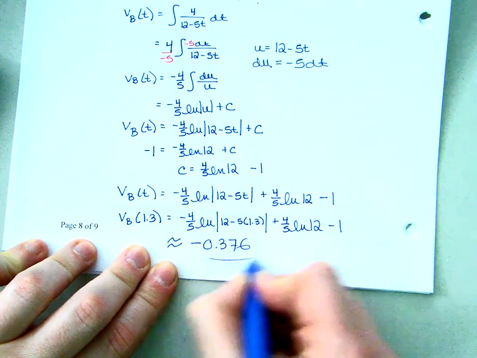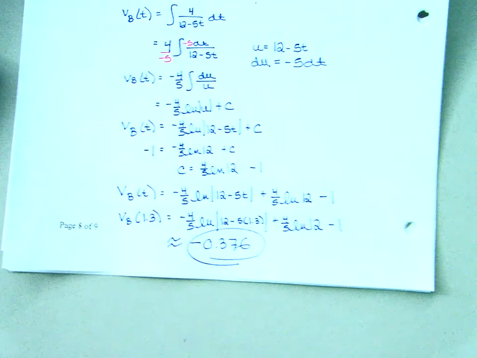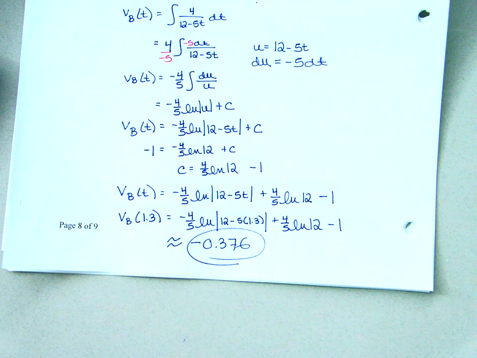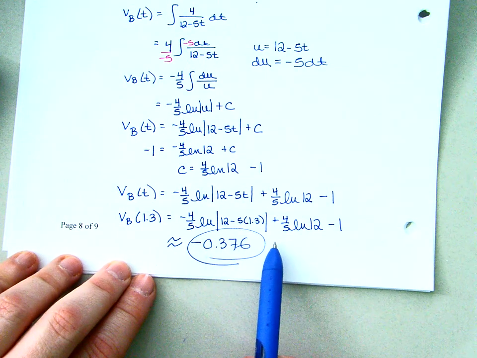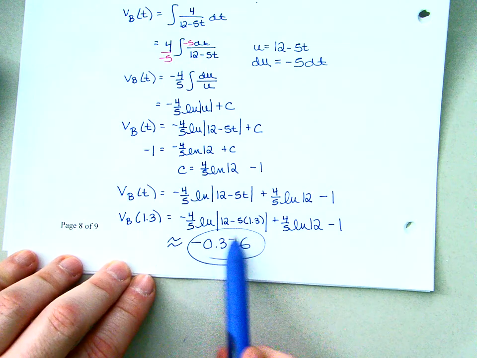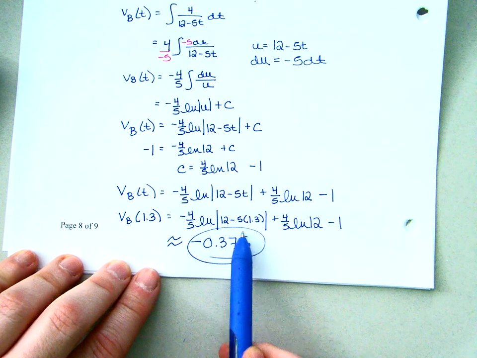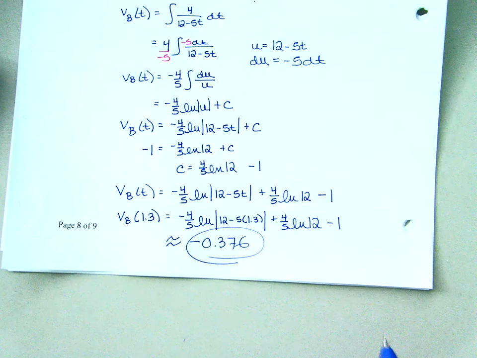Well, that's what I got when I did this one. So we should have negative 4/5 times the natural log of, we just need parentheses, not absolute value, because this is a positive thing, but 12 minus 5 times 1.3 in the parentheses. Close them. Then plus 4/5 times the natural log of 12. Close those parentheses, and then say minus 1. And that should do it.